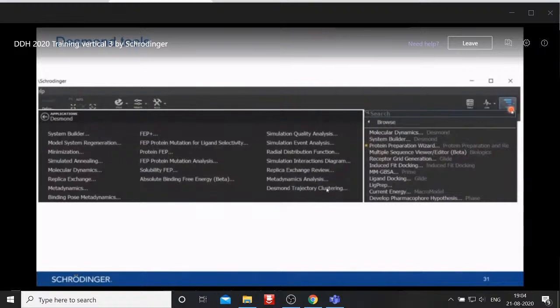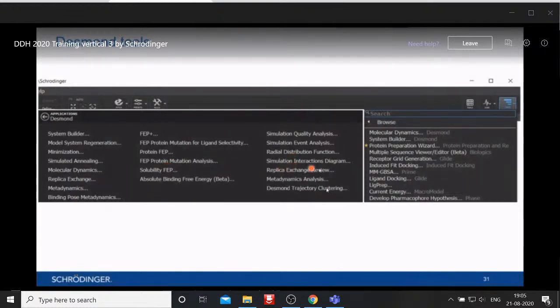All these options are present in the Desmond menu. You just need to go to Tasks, Browse, and Desmond. Here you will find the list of all those types of simulations, which also includes simulated annealing, replica exchange, metadynamics or binding force metadynamics, free energy perturbations, solubility free energy perturbations, or protein residue mutations using free energy perturbations.